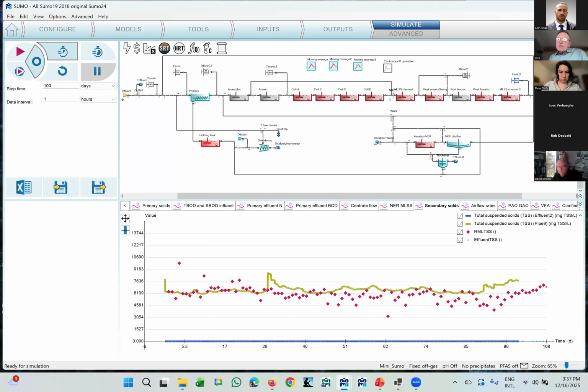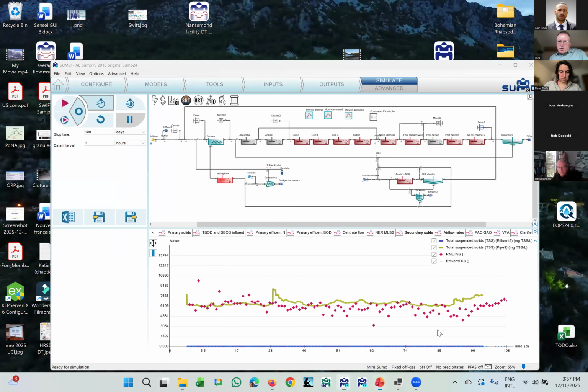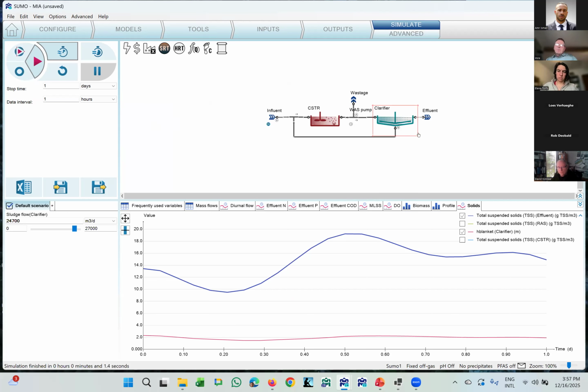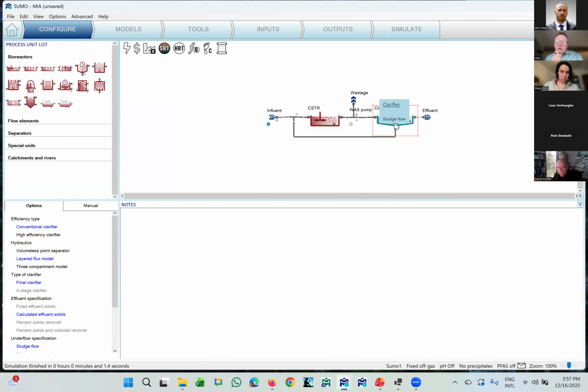So instead of this, because it's a slower running real case, I will play a little bit with a very simple model, which is actually a hydraulic SRT example from Sumo. What I did is I changed the clarifier, which was initially just a volumeless point separator, to a layered flux model. As I mentioned, there are 3 versions of the clarifier model. So now it's a layered flux model.